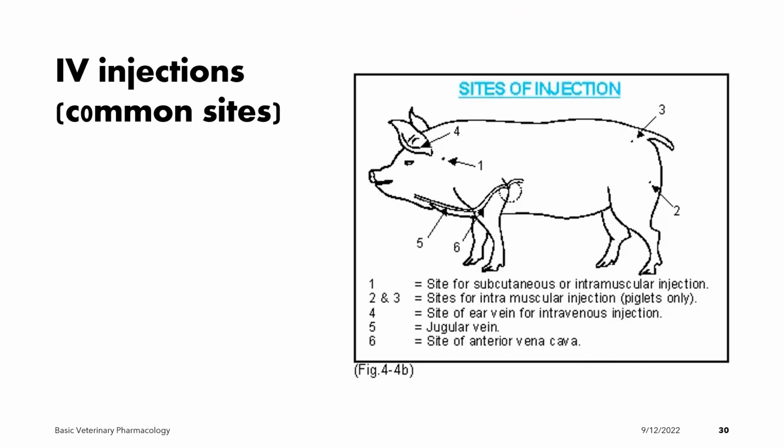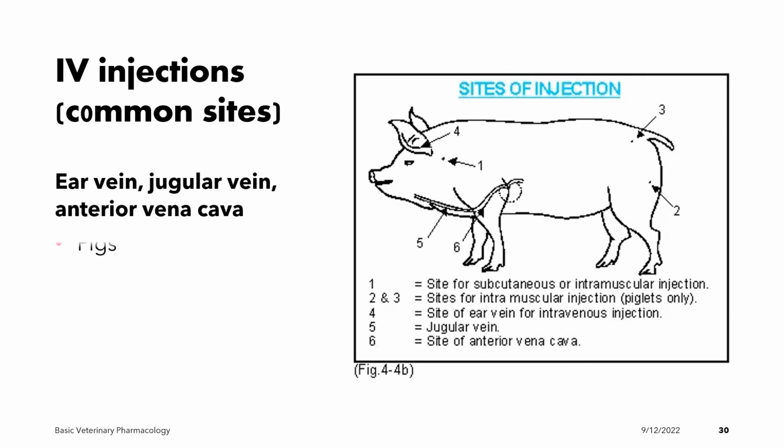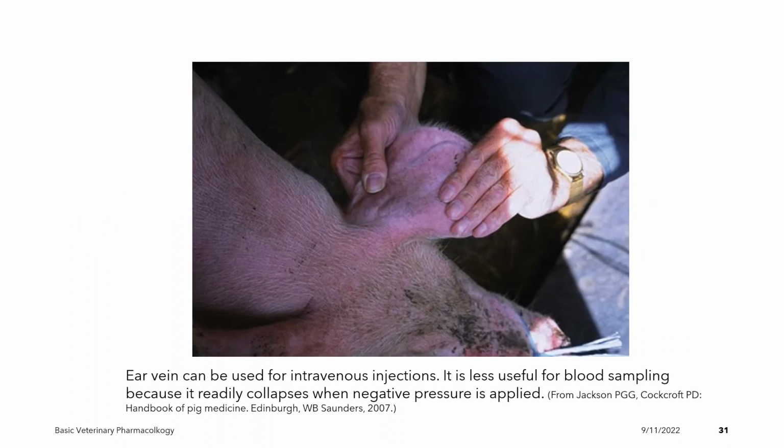For pigs, there are 3 sites for injecting medicines directly into the bloodstream. So we have the ear veins, the jugular vein, and the anterior vena cava, or the large vein. The ear vein is the most common method, particularly for anesthetics and occasionally calcium injections. This diagram shows the ear vein, and the ear vein can be used for the intravenous injection. It is less useful for blood sampling because it readily collapses when negative pressure is applied.